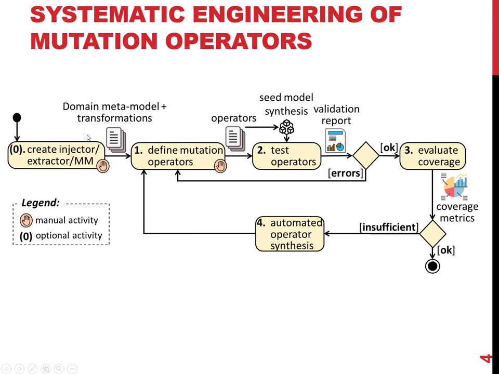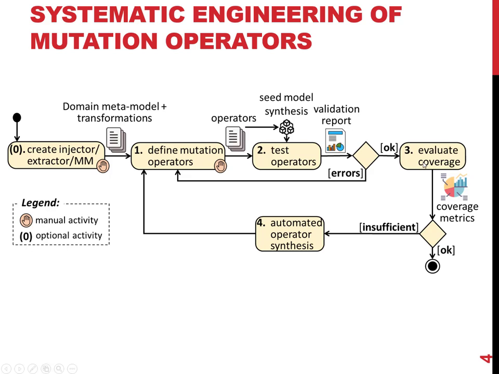Here we can see the complete process of our proposal for the engineering of mutation operators. This methodology is independent of the kind of the artifact to be mutated, as the artifacts that we are using are models. In step 1, the engineer defines the mutation operators, which are coded in the Wodel DSL. In step 2, the engineer validates the defined mutation operators by executing them over test models, which may lead to detect possible errors in these operators' implementation. This is the step where the seed model synthesis takes place.